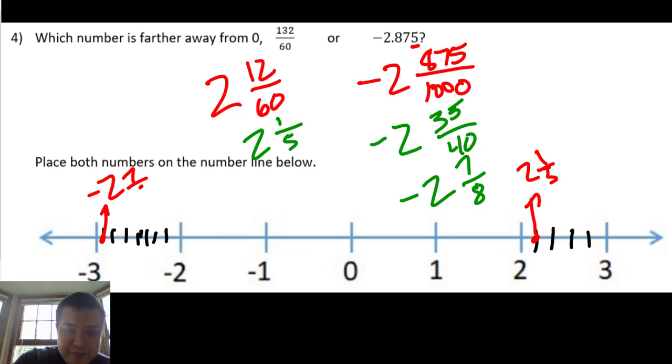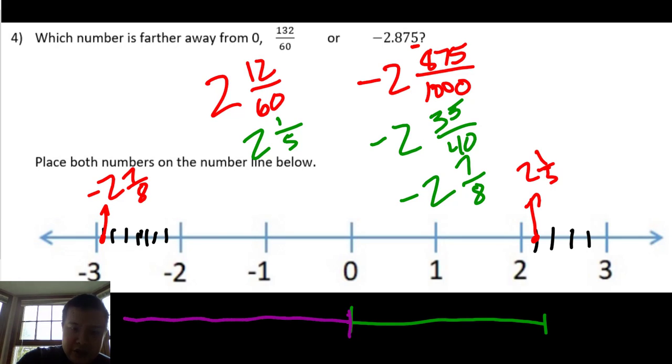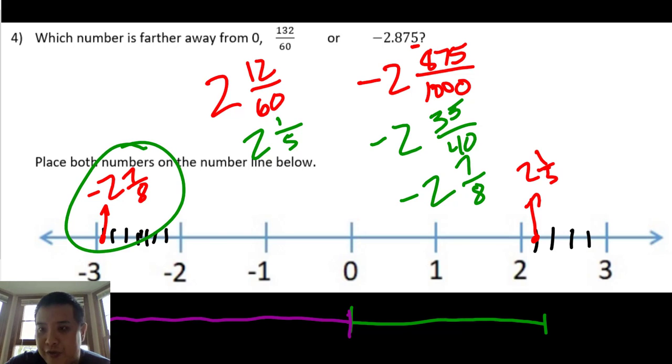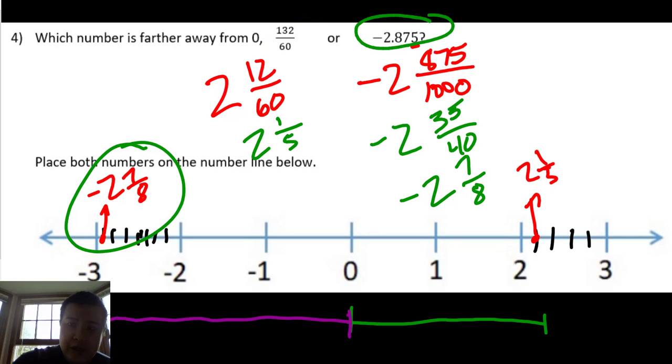And we can see that the distance between 0 and 2 and 1/5 is less than the distance from 0 to negative 2 and 7/8. You can see the difference in length right there. So therefore, the one that is farther away is going to be this one right here. Negative 2 and 7/8 is farther away from 0. Nope, excuse me, not that one. It was this one right here.